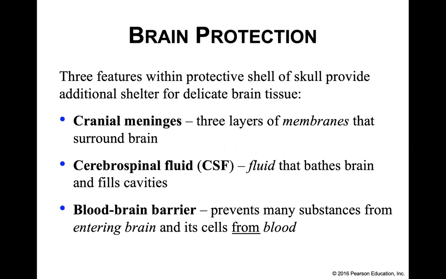The cranial meninges, these are three layers of membranes that surround the brain. Cerebral spinal fluid, which is fluid that bathes the brain and then fills the cavities, and then a functional structural area called the blood-brain barrier. This prevents many substances from entering the brain and its cells from the blood.